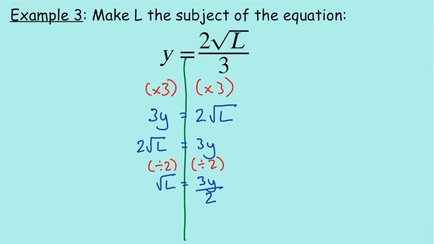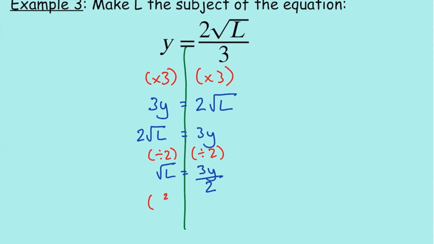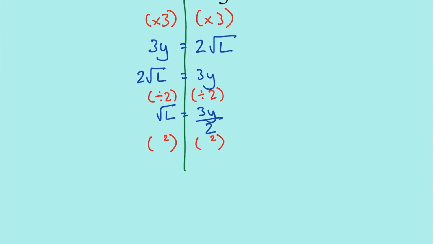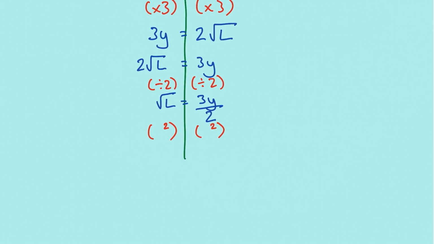Now, what I'm going to do next is, the opposite of the square root of something is to square it. So I'm going to write to the power of 2. That's right. To the power of 2 on both sides. This gives me L is equal to 3y over 2 all squared.